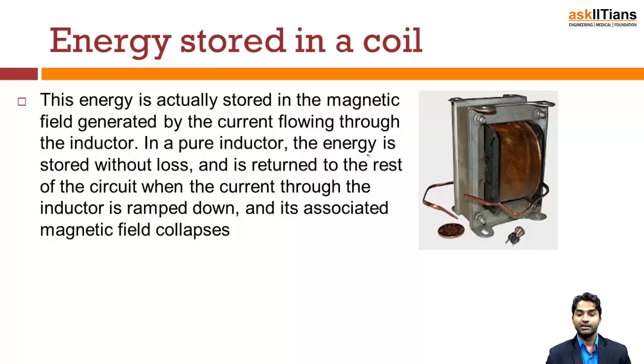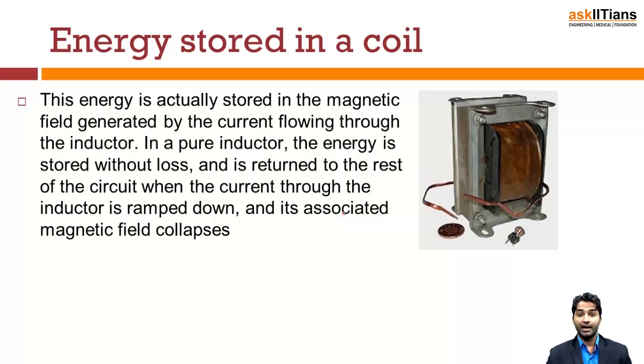In a pure inductor, the energy is stored without loss and is returned to the rest of the circuit when the current through the inductor is ramped down and the associated magnetic field collapses. So the point is that induced current flows across the wire wrapped over the insulating core, and this is just the coil we have having inductance L. So we want to find out the energy stored across this coil.